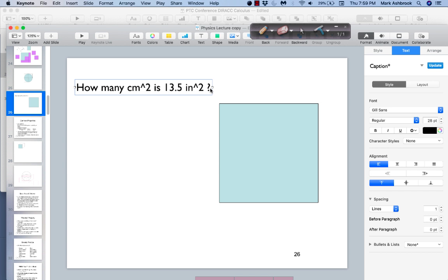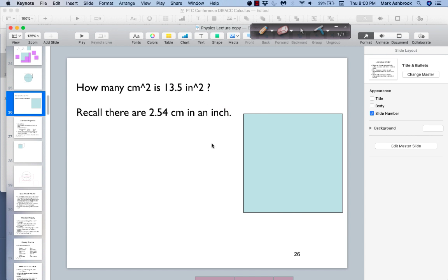Okay, so let's do this problem here. How many centimeters square is 13.5 inch square? In squares. And so recall there are 2.54 centimeters in an inch. So I want you to pause the video and find the solution for that. How many centimeter squares are in 13.5 inch squares?